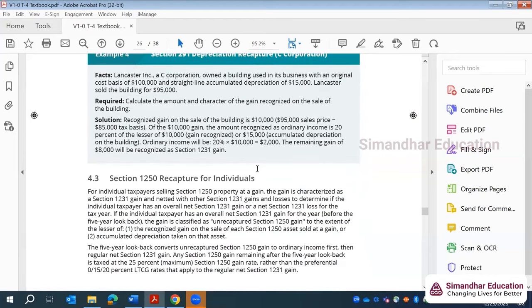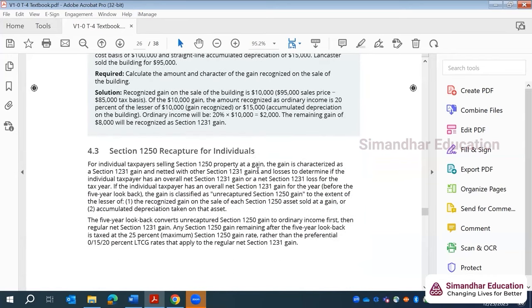Okay. Now we move on to Section 1250 recapture for individuals. And here you have to break this concept into parts in order for you to arrive at the correct answer. Now Section 1250 is still applicable for individuals. And remember that Section 1250 will only come into picture if you are selling the property at a gain. Okay. So what is the first step?